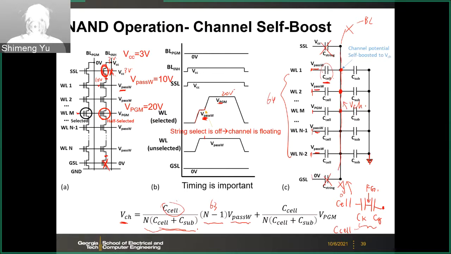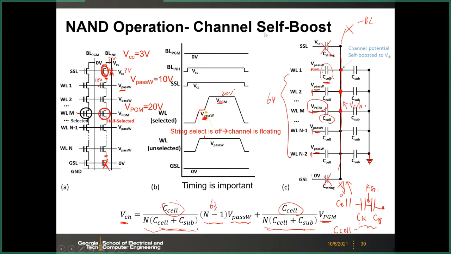And then for the selected cell, you only have one of that. So one VPGM, the programming voltage, will be divided by this particular cell capacitance divided by the total capacitance. So this is how you get the VCH from those voltages. So basically, when you apply the V pass W and VPGM, the channel potential can be raised up by itself. So this is called self-boost.